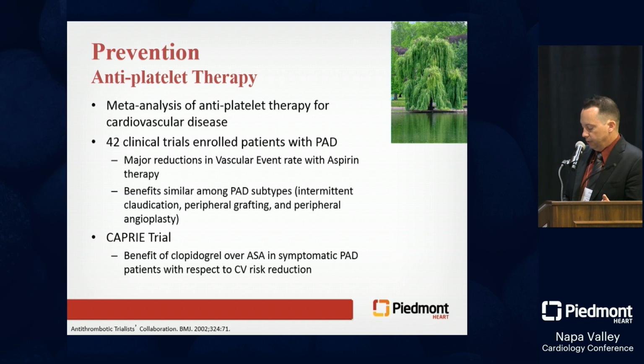What about antiplatelet therapy? I always show a willow tree, which we see a lot in the South, because that's where aspirin comes from, the bark of a willow tree. In meta-analysis of all antiplatelet therapy across the board, aspirin has been shown, no matter what PAD subtype you have, to be beneficial in reducing vascular event rates. All patients who have PAD have CAD, and therefore need to be placed on aspirin. They can also be placed on Plavix, especially nowadays with the cost being generic, and that comes from the CAPRIE trial, showing a benefit of clopidogrel over aspirin in symptomatic PAD patients with respect to cardiovascular risk reduction. So either one, doesn't matter, whatever you feel comfortable with.